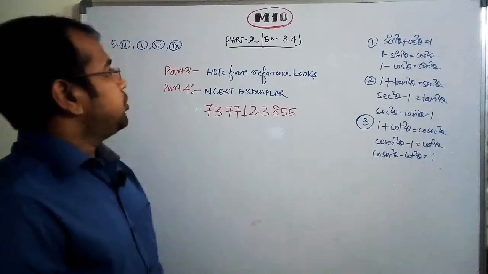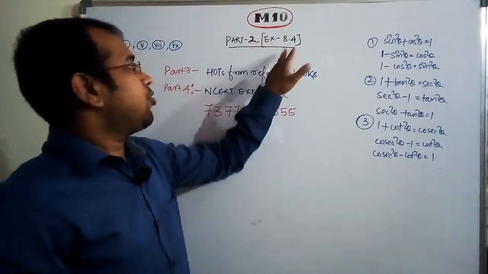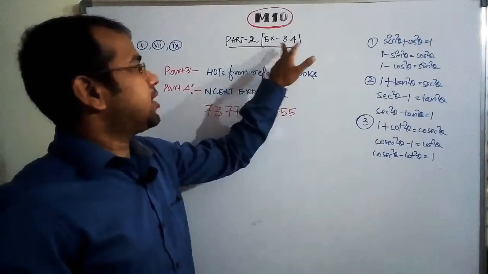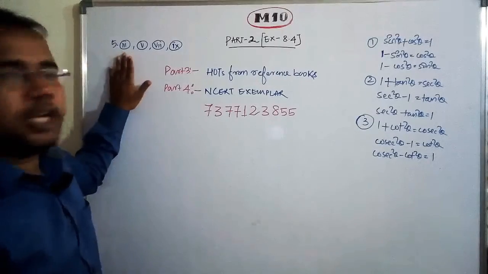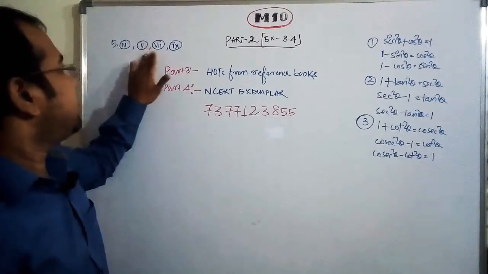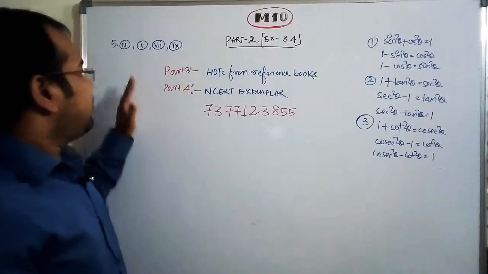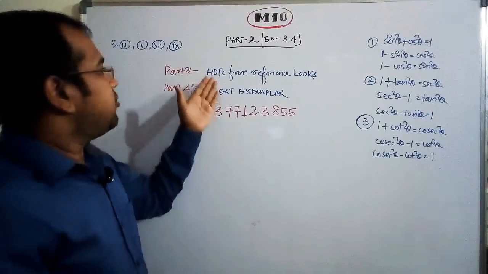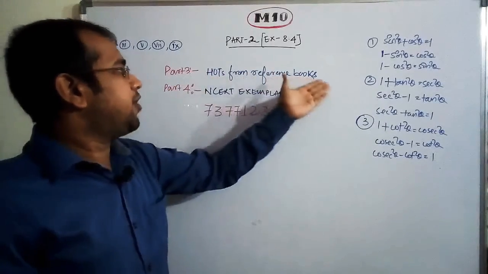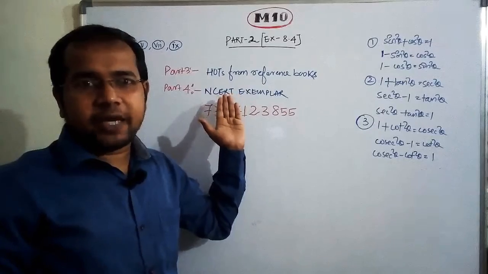Today we are going to have this part 2 for trigonometric identities. Here we are going to solve some numericals from exercise 8.4, that is from question number 5, third bit, 4th, 5th bit, 7th bit and 9th bit. Okay. In the following videos I will bring you part 3 and part 4. In part 3 we are going to have problems from reference books, and in part 4 NCERT exemplar questions.